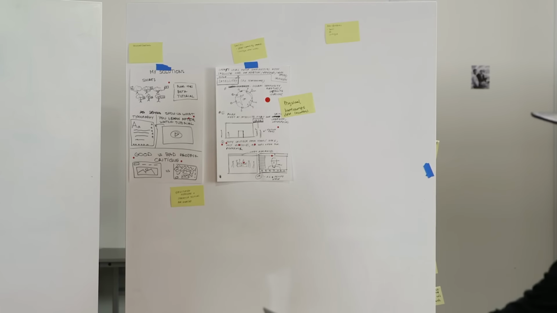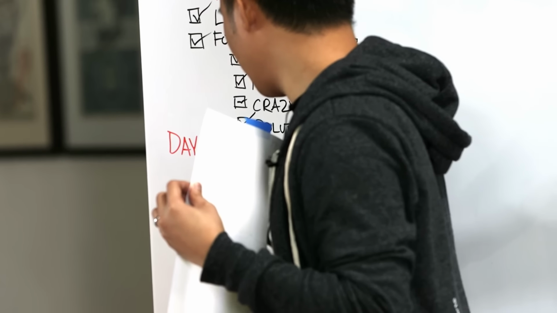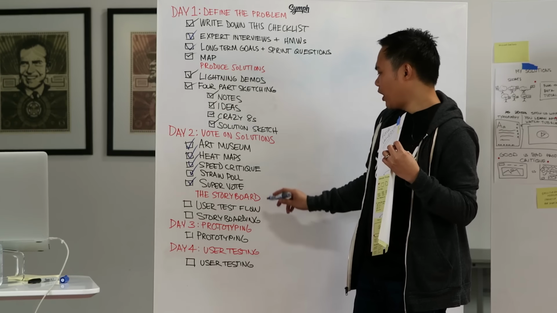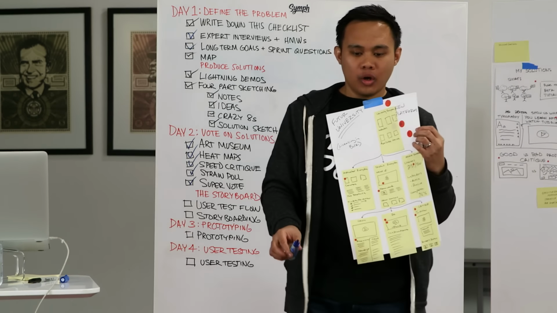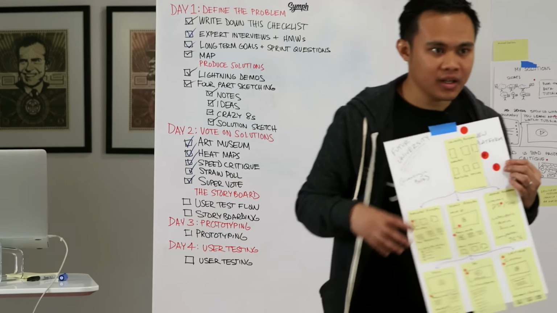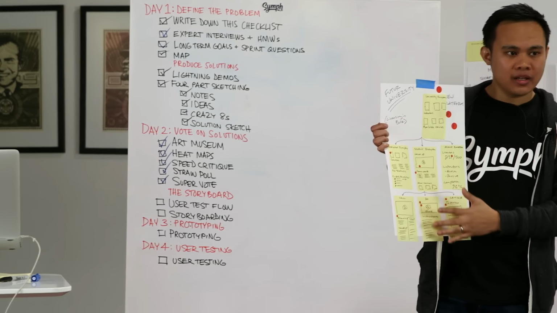We've just covered it. So we've done art museum, we've done heat maps, we've done speed critique, we've done straw poll, we've done super vote, and now we go to the storyboard. All right. So in the storyboard, we need to take this experience and see how we are going to test this. How are we going to test if this works?